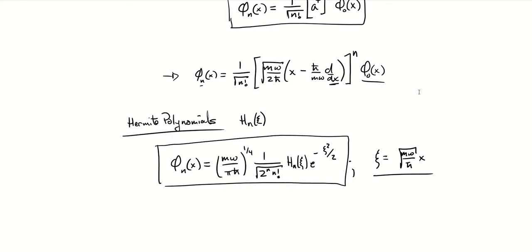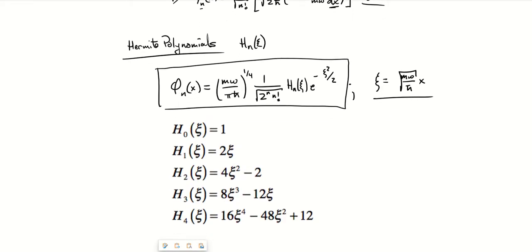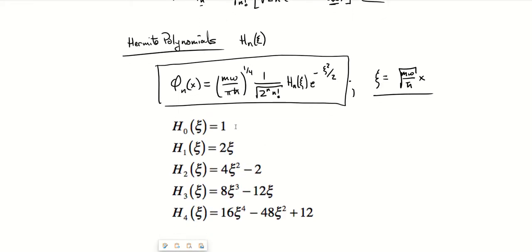And we've sort of arrived at our wave functions for our harmonic oscillator. In terms of what those Hermite polynomials are, the 0th order one's just 1, the first one is 2 eta, and so on and so forth. So these are listed in the textbook.